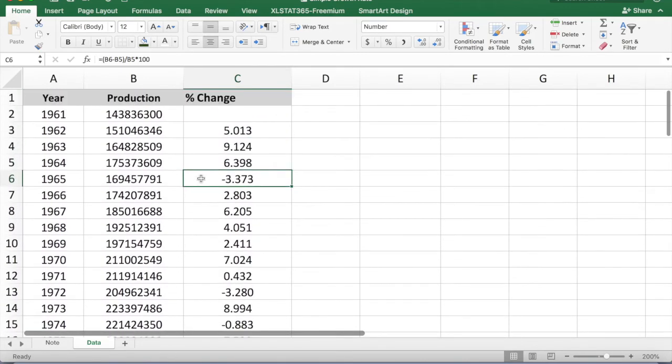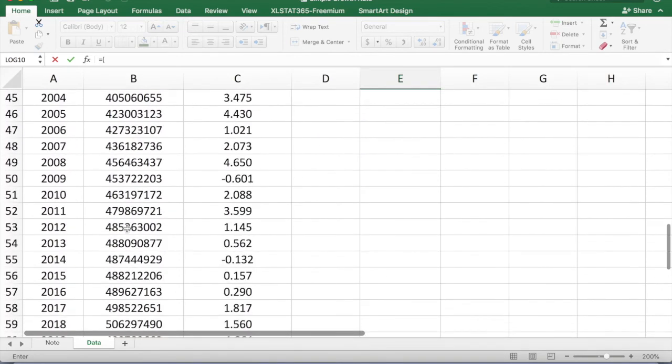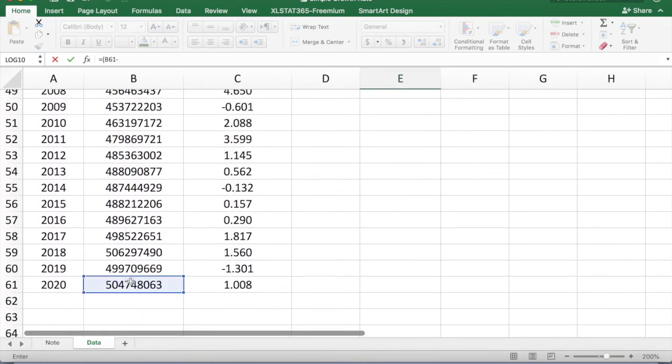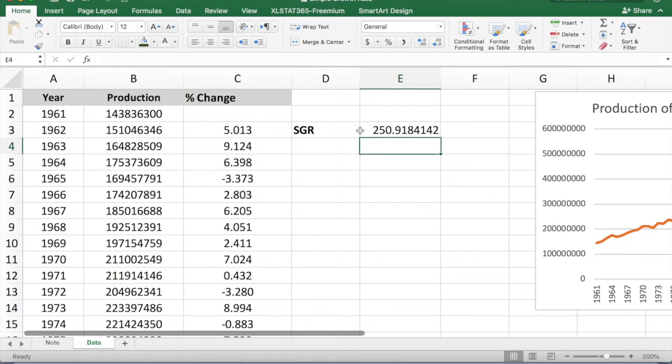We want to calculate a simple growth rate for the whole period from 1961 to 2020. Then we have to obtain it as follows. We press equal to, select the current value, that is 2020, minus the beginning value or previous value, divided by the previous value, multiplied by 100. So this is simple growth rate.